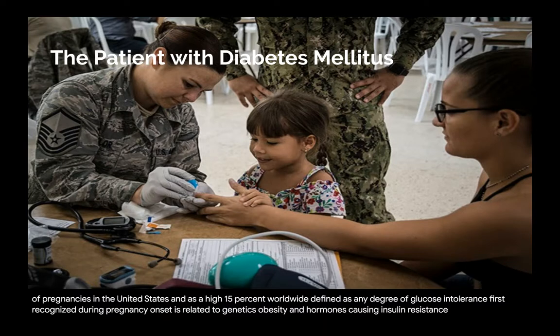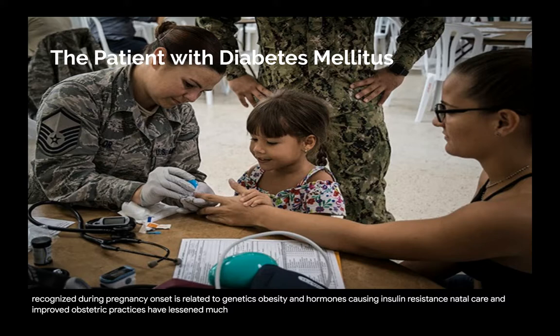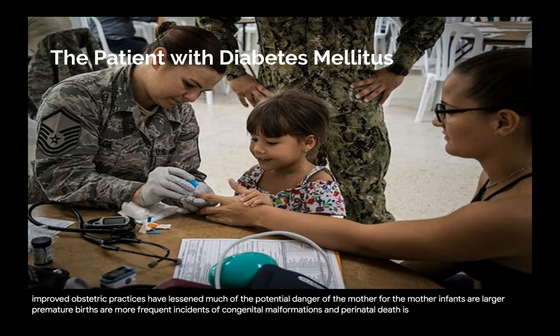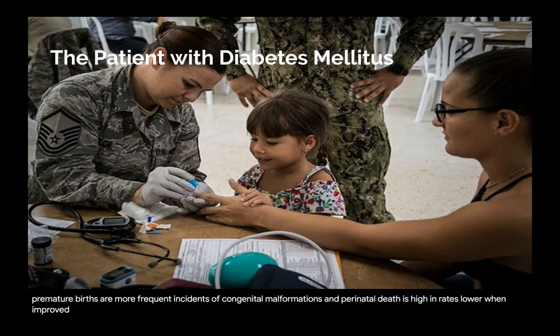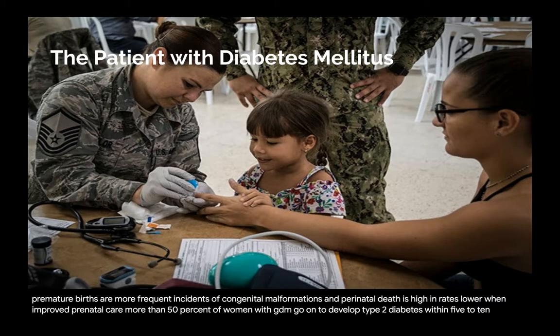Insulin adjustment, carefully supervised prenatal care, and improved obstetric practices have lessened much of the potential danger for the mother. Infants are larger, premature births are more frequent, and incidence of congenital malformations and perinatal death is high, and rates are lower with improved prenatal care. More than 50% of women with GDM go on to develop type 2 diabetes within 5 to 10 years.